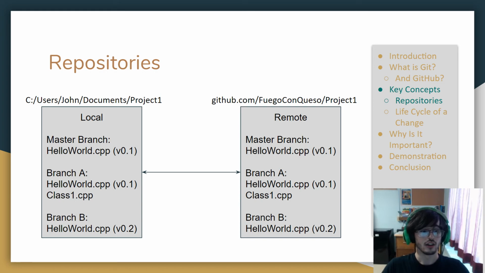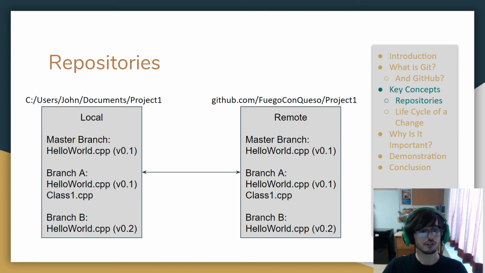Branch A, we've got the same version of Hello World, but we have a different class which we've added. So same version of this file, different class added. That'll be a separate branch. And branch B, we have the Hello World, but we've updated it. We've made some changes since then. We're going to call this version 0.2.